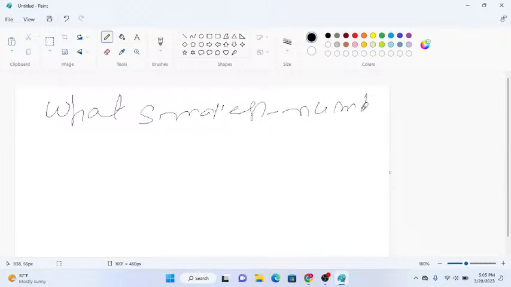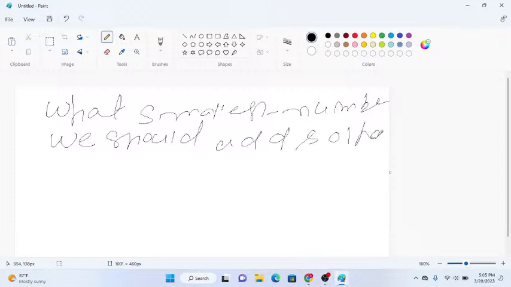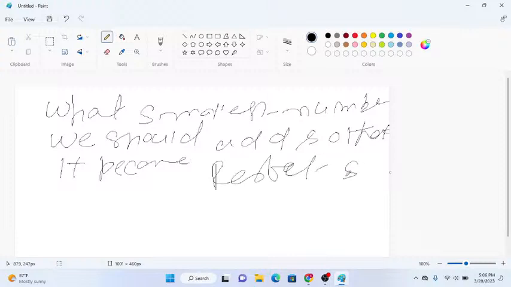So now I am giving more examples for type number three. What smallest number we should add so that it becomes a perfect square? Let us see. Suppose the question is: what smallest number should we add so that it becomes a perfect square? You can write it in your notebook also. I am giving more examples. So let us see the example.